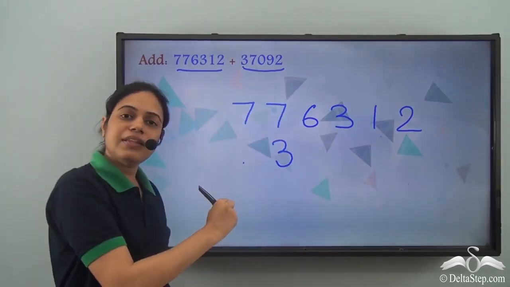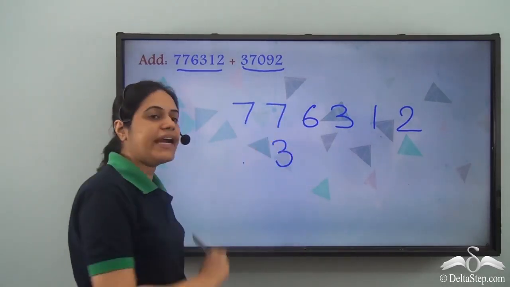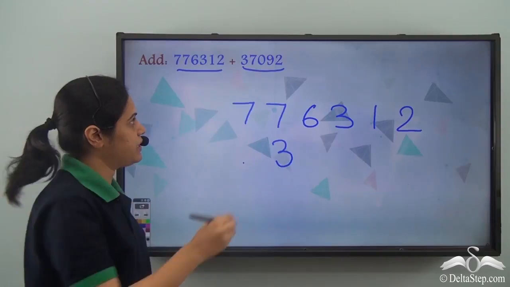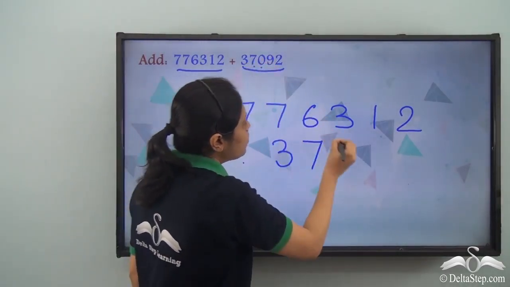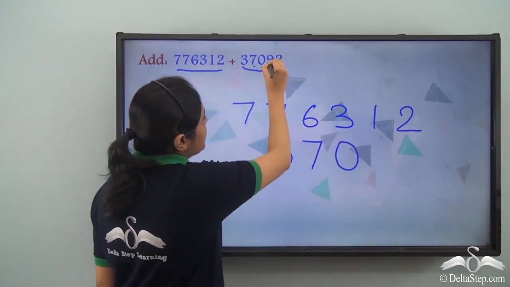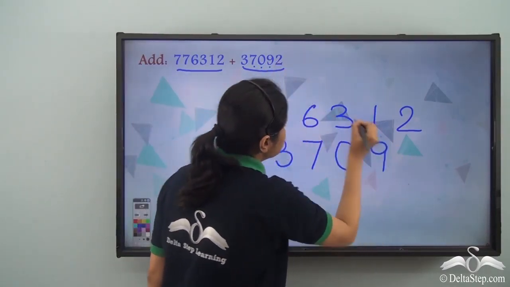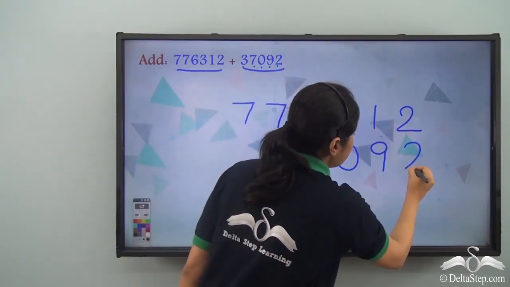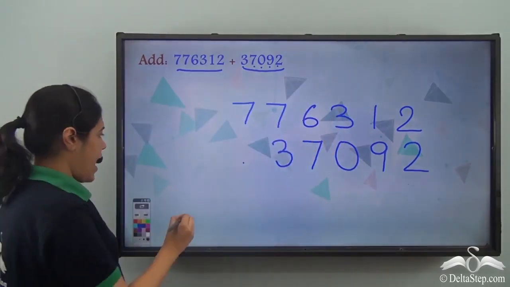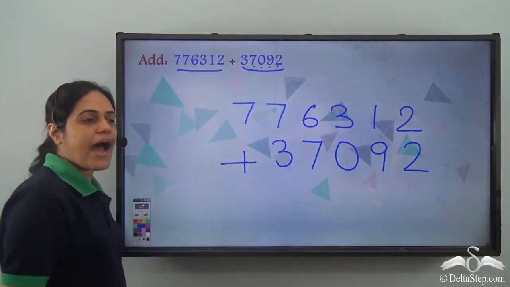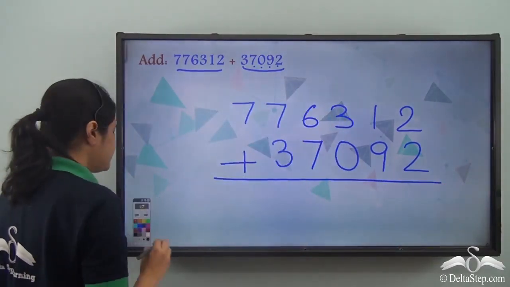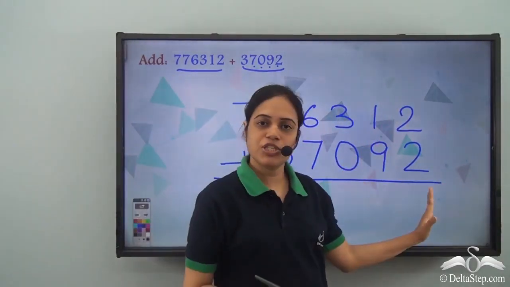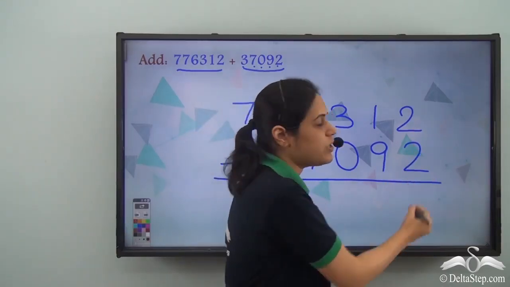This 7 is in the 10,000s place. So I write 3 in the 10,000s place. Now 7 is in the thousands place, 0 in the hundreds place, 9 in the tens place, and 2 in the ones place. And I need to add these two. So I start with the rightmost digits. I have 2 plus 2.